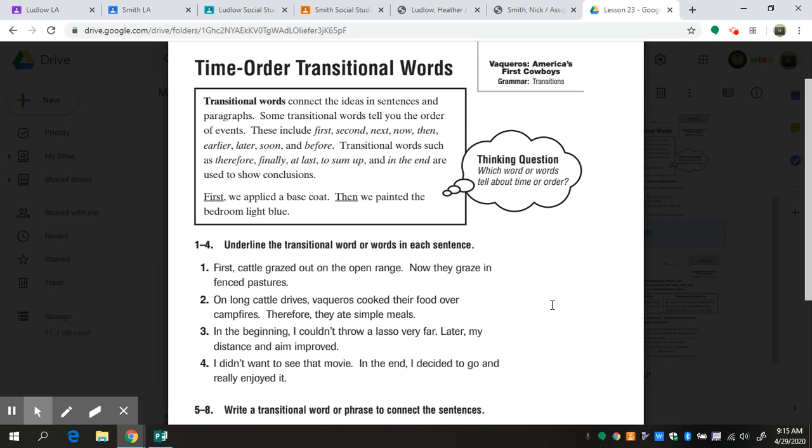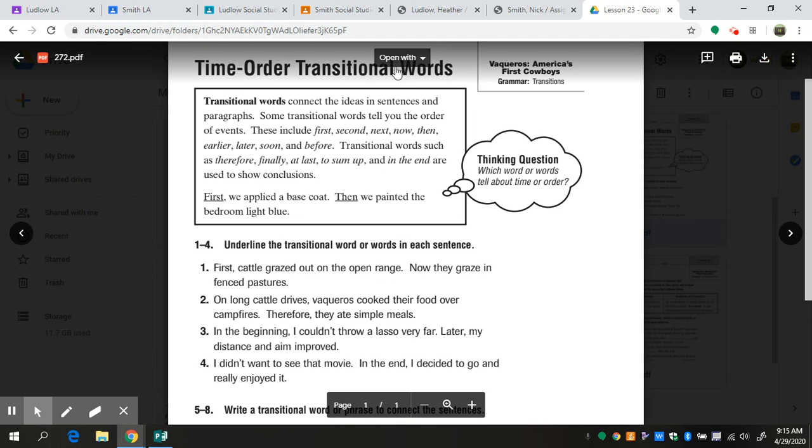Today we are continuing our conversation about transitional words. The first kind of words that we're going to be talking about today are the ones that you probably are most familiar with. These are time order transitional words. So let's look at our little cheat sheet so we can learn about them.